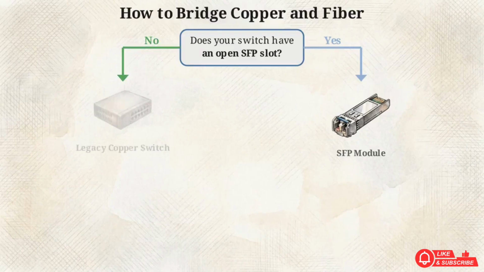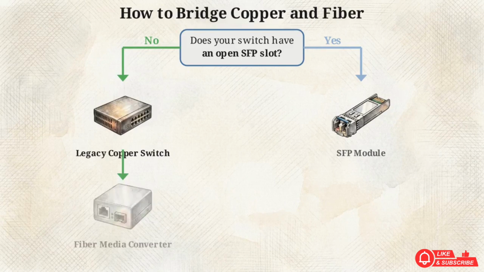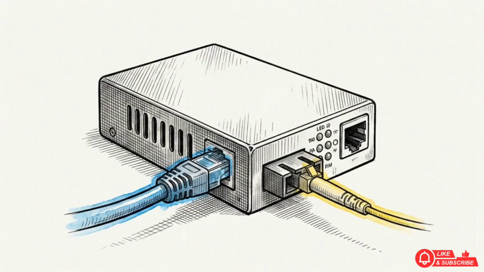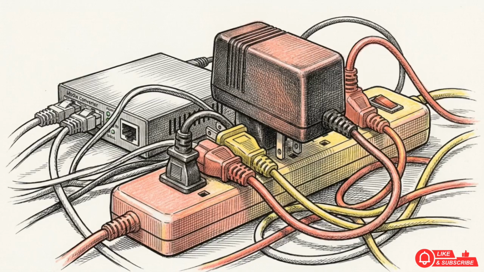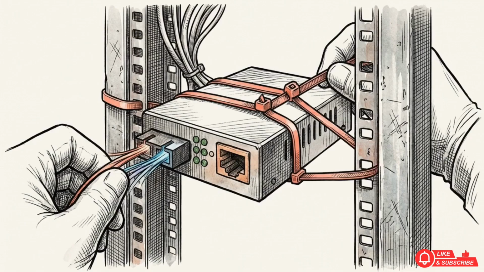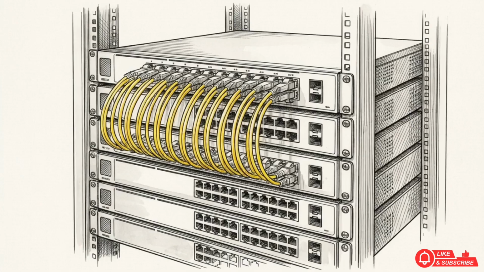If no, meaning you have a legacy copper-only switch, you follow this branch to the fiber media converter. A media converter instantly bridges the gap between copper and fiber, but you are introducing a bulky external device, an extra power supply to plug in, and a brand new physical point of failure into your network chain. Media converters are a necessary band-aid for legacy hardware. But if you have the option, investing in SFP-compatible switches provides the only elegant, modular path forward.